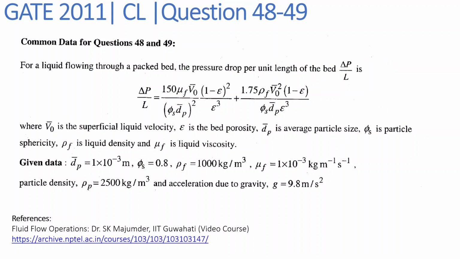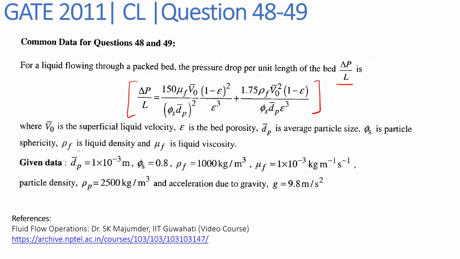We are solving question number 48 and 49 of GATE 2012 Chemical Engineering paper. The common data for both the questions 48 and 49 is given as: for a liquid flowing through a packed bed, the pressure drop per unit length of the bed, that is delta P upon L, is given by this equation, where V naught bar is the superficial liquid velocity, epsilon is the bed porosity, dP is the average particle size, phi s is the particle sphericity, and rho f is the liquid density, and mu f is the liquid viscosity.